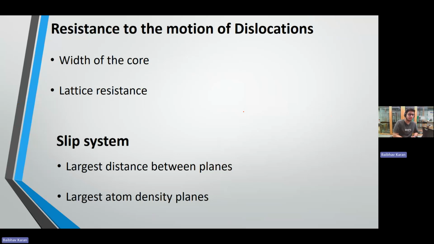And we talked about slip planes, right? What are slip systems? The slip system is defined by the largest distance between the planes and the largest atomic density planes. This is known as a slip system. How can we define a slip system? It should have the largest distance between the planes. The slip plane should have a larger distance, and the atomic density of these planes should be higher. A large number of atoms should be present for it to be a slip system.